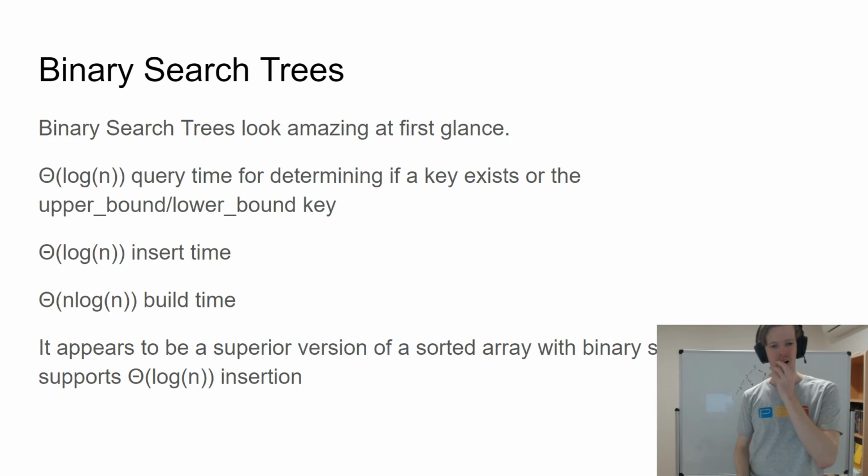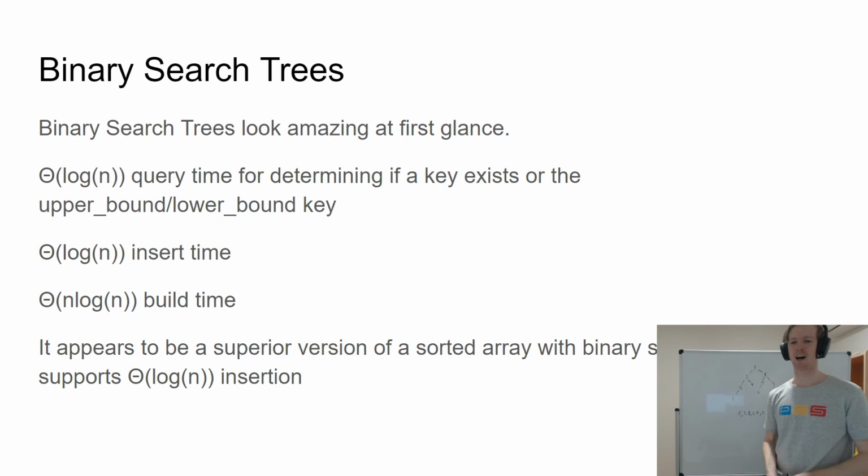So it appears like it's a superior version of a sorted array with binary search, because a sorted array with binary search, although it supports log n query, and it's n log n to create, actually costs O of n to insert, because not only do you need to insert a value, which takes the binary search probe, once you do, you need to bump every value one along in the array. So it's O of n to actually insert. So it looks like we've discovered a better version of that.